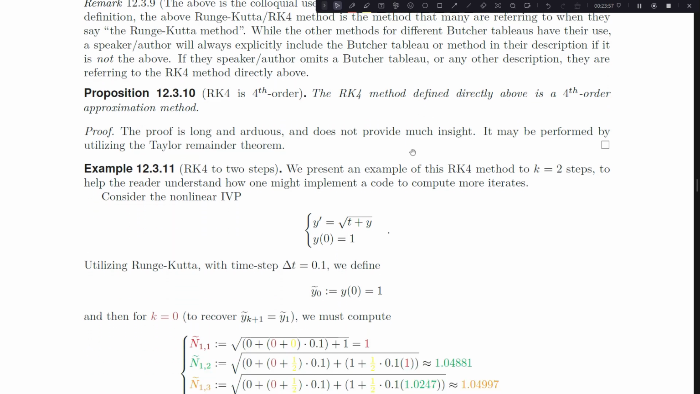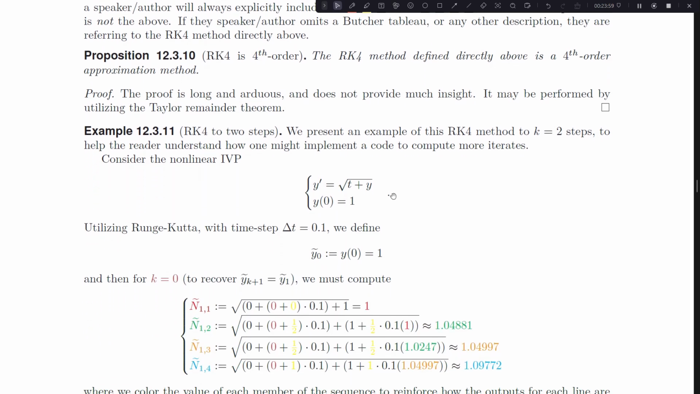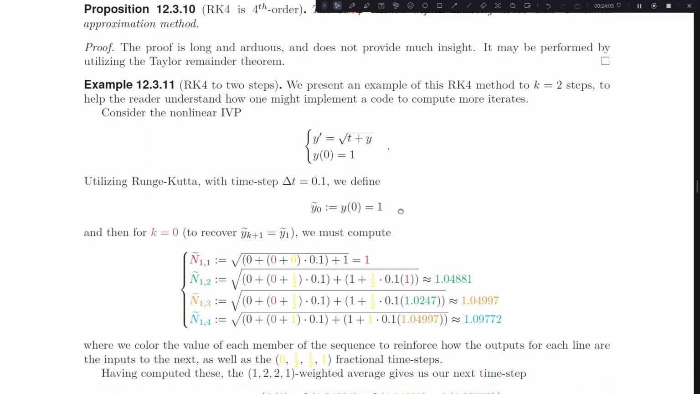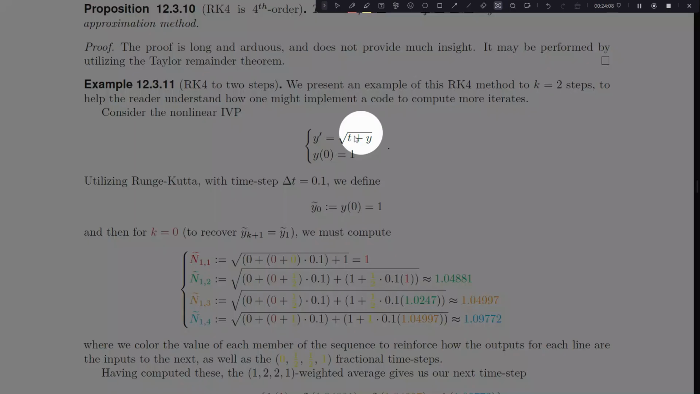So I have one example of RK4 here, just so that everybody can see how we would do it. I only go out to 2 steps because otherwise, things get really crazy. So we're going to start with n, right? n sub t of y is just the square root of t plus y, and we initialize at 1.